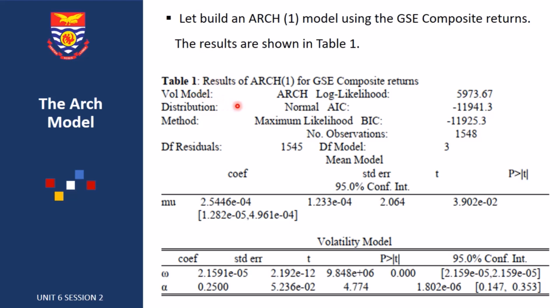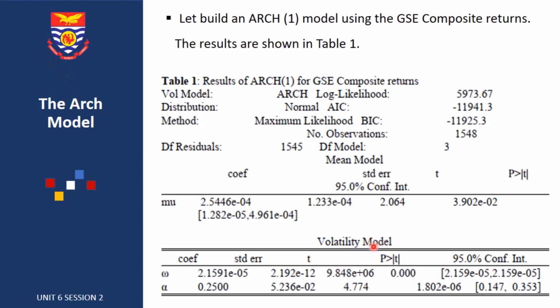We have the model, which is the ARCH model, the distribution, the method, among others. We have also seen the information criteria, which are used to assess how the model fits the data. We have the AIC, the BIC, among others. The number of observations has been estimated to be 1548. As we saw in the earlier submission, it was 1549, but after differencing, some of the data are eliminated, so 1548.